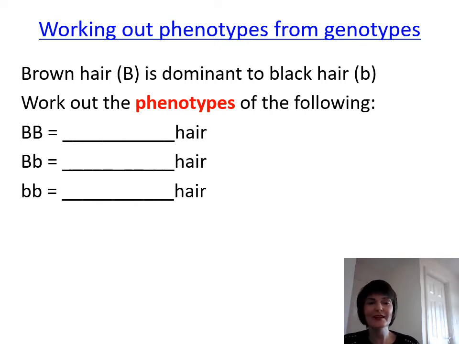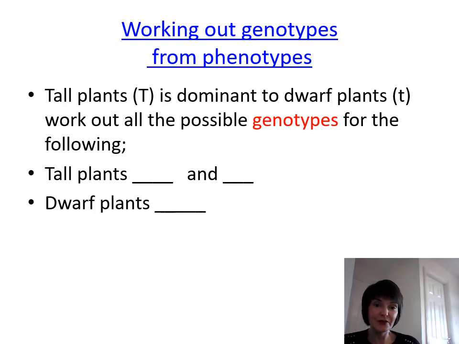Okay. So that is you working out your phenotypes from genotypes. But you can also flip that and you can work out genotypes from phenotypes. So if I said to you that tall plants is dominant to dwarf plants, so big T is dominant to wee t, work out all the possible genotypes for tall and dwarf plants.